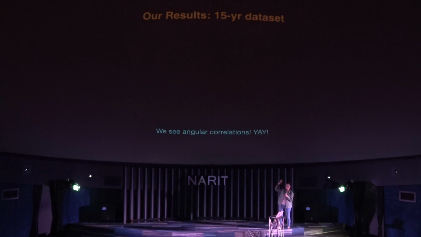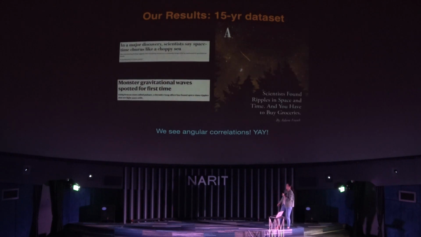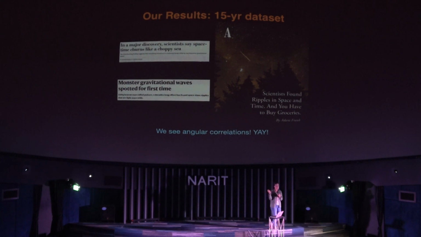And so we could say for sure that that noise we saw in previous data is actually gravitational waves, which is really, really exciting. And I was surprised a lot of newspapers and magazines really picked this up and ran with it. It's kind of hard-to-understand esoteric results, but we've got all these great headlines like scientists say space-time churns like a choppy sea, monster gravitational waves spotted, and scientists found ripples in space and time and you have to buy groceries. That was my favorite.